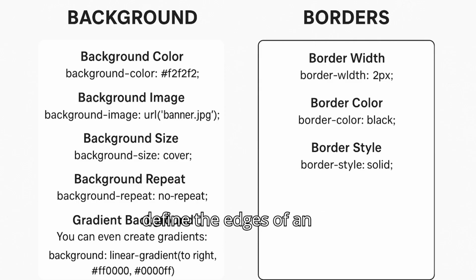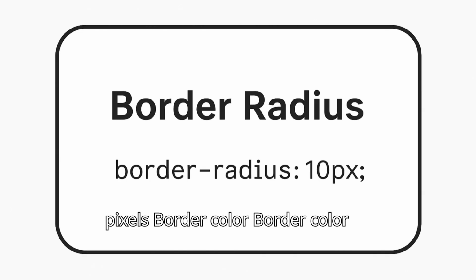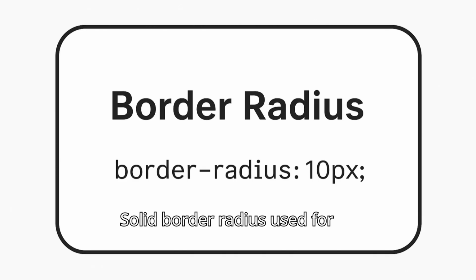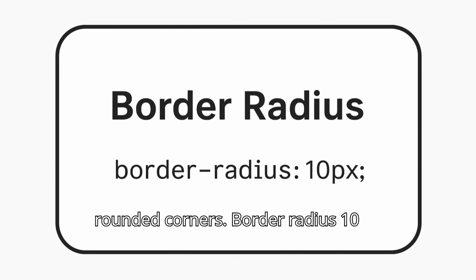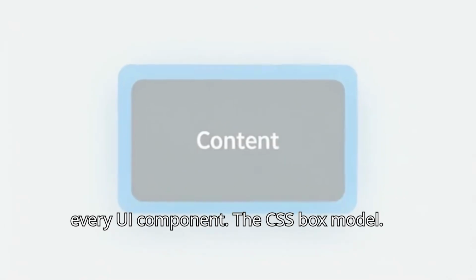Borders. Borders define the edges of an element. You can control border width, 2 pixels. Border color, black. Border style, solid. Border radius is used for rounded corners. Border radius, 10 pixels. Combined example: border 2 pixels solid black, border radius 8 pixels. Borders are used in buttons, cards, images, and almost every UI component.